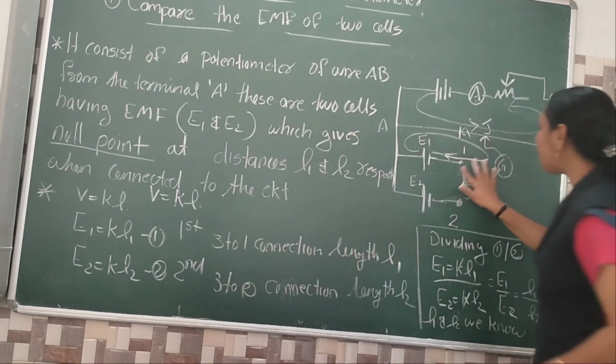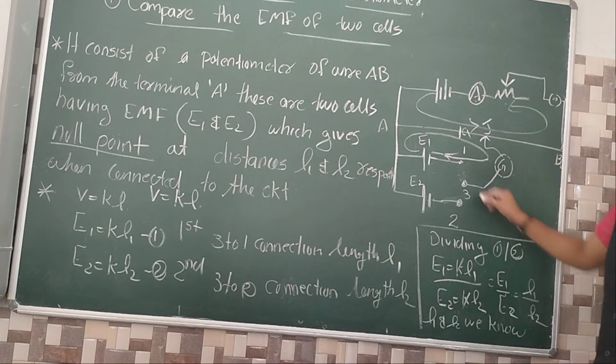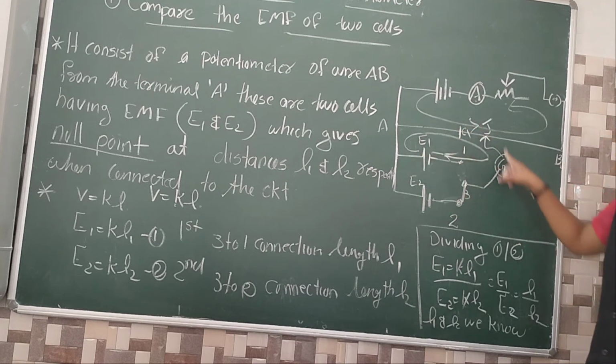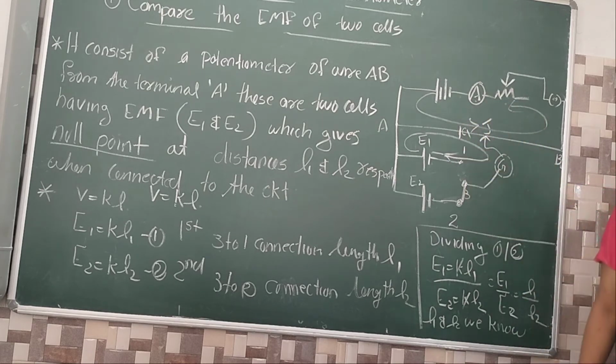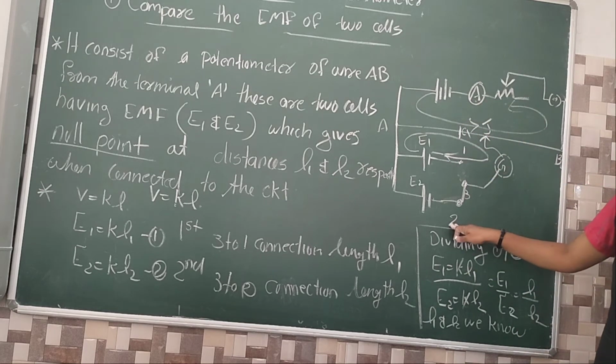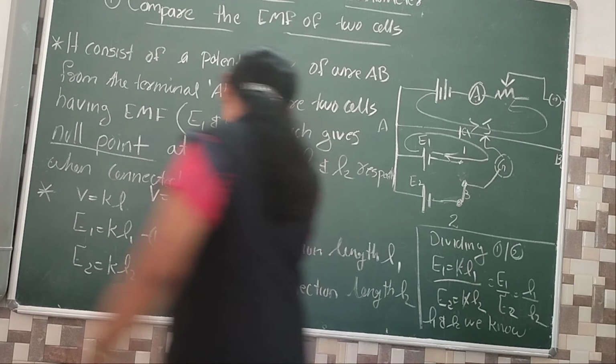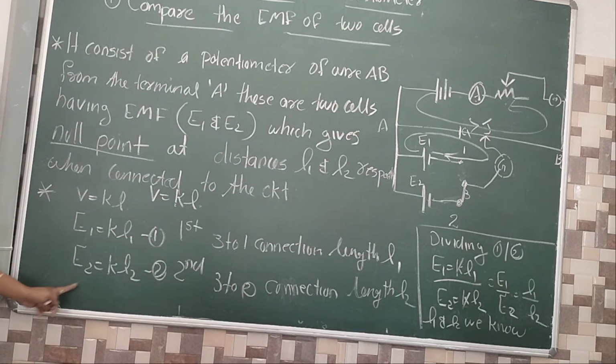The second step, I am just removing this connection and connecting 2 to 3. This current is flowing from positive to negative. This current is always positive to negative here. Equal and opposite current, but the cell is different. So you should get another expression. Connection from 3 to 2: E2 equal to KL2. What is this L2? Null point of the second cell. Clear everyone? समझ रहे क्या? Okay. So two expressions मिला ना? E1 equal to KL1, E2 equal to KL2.